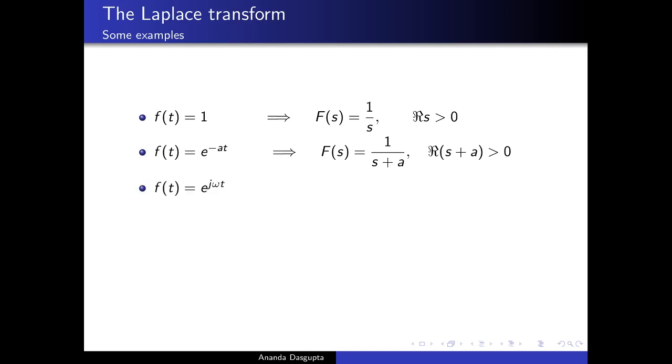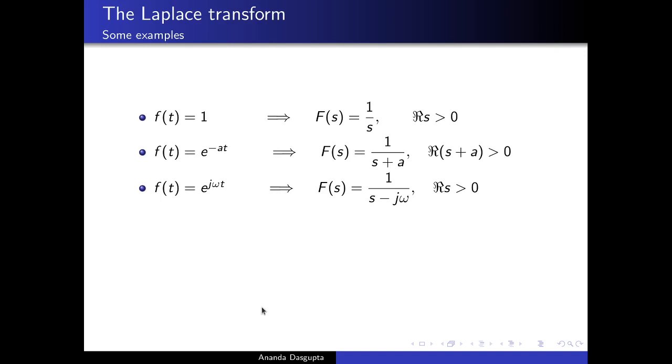Well, what about e to the j omega t? That's not a new result. I can get that by putting a equal to minus j omega in the previous expression. Of course, j omega has no real part, so the real part of s minus j omega being greater than 0 is exactly the same as the real part of s being greater than 0. So this is not a new result. It's just the same as the previous one, with a replaced by minus j omega.